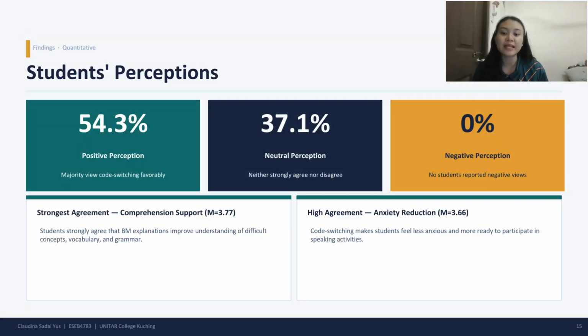This shows the strongest agreements of my project paper, where students strongly agree that BM explanations improve understanding of difficult concepts in vocabulary and grammar. There is also high agreement on anxiety reduction, where code switching makes students feel less anxious and more ready to participate in speaking activities in class. All right.